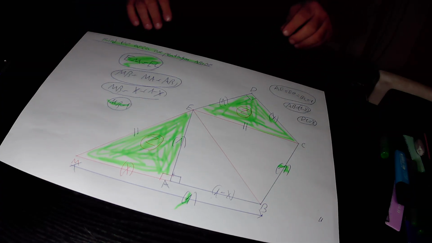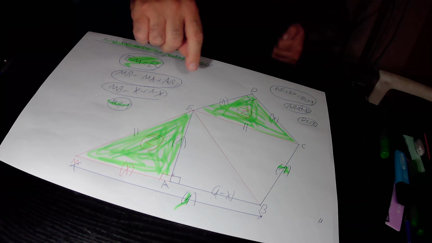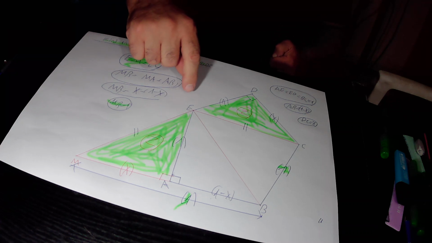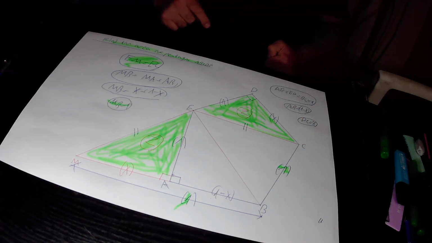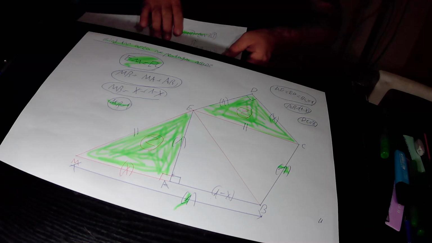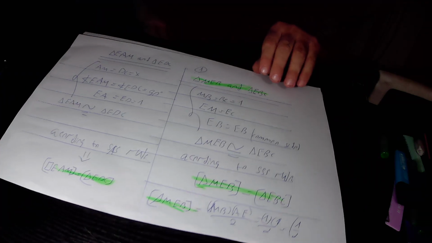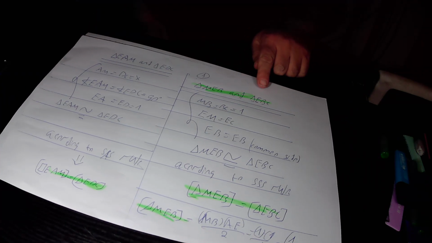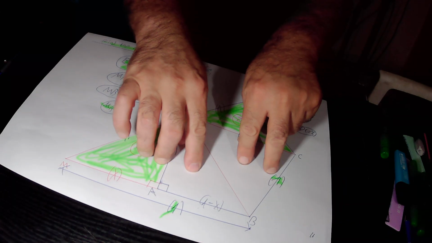In the next step, we prove that those two triangles can join to each other according to the side rule. That is to say, we prove that the triangle EMB can join to the triangle EBC according to the side rule. So we have to prove that the right triangle EMB can join to the right triangle EBC. Why can those two triangles join to each other?